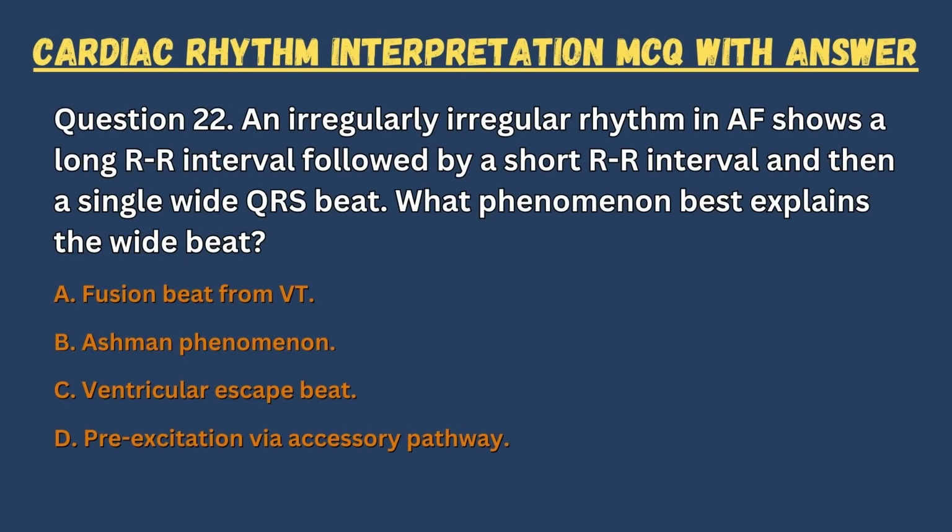Question 22. An irregularly irregular rhythm in AF shows a long RR interval followed by a short RR interval and then a single wide QRS beat. What phenomenon best explains the wide beat? A. Fusion beat from VT. B. Ashman phenomenon. C. Ventricular escape beat. D. Pre-excitation via accessory pathway.